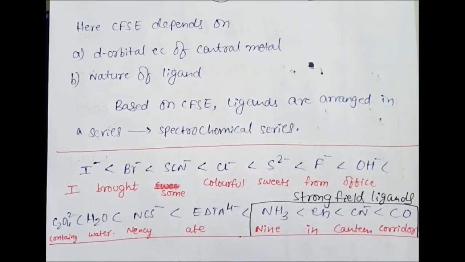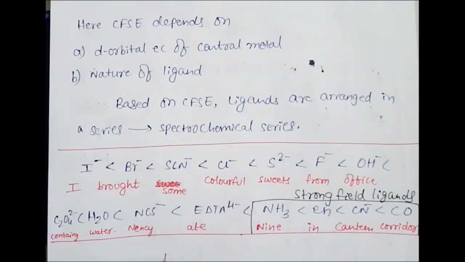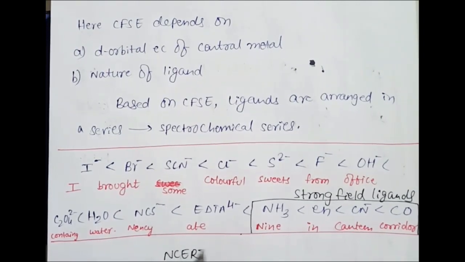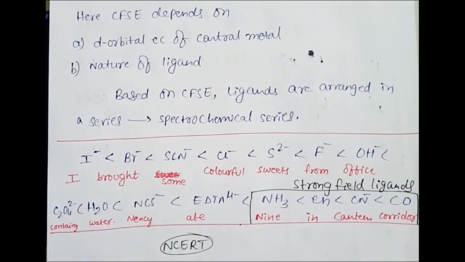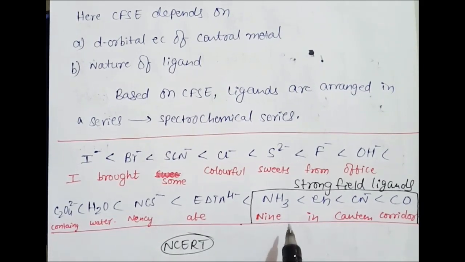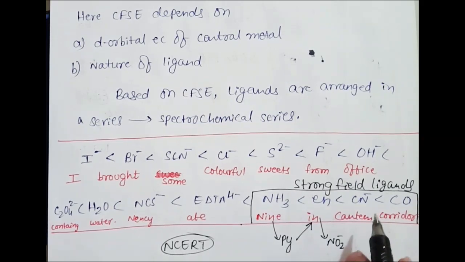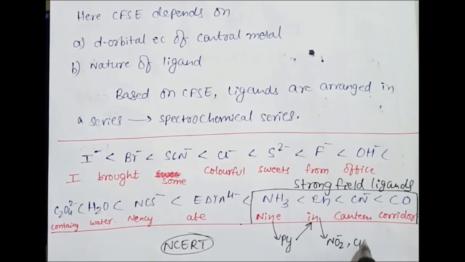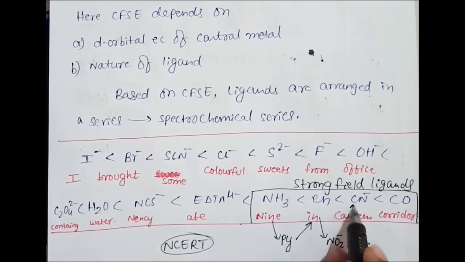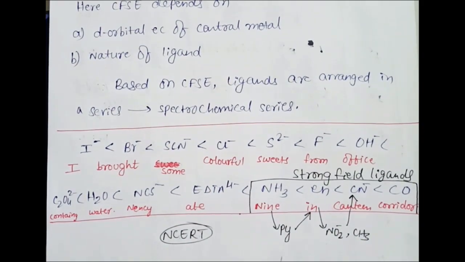Now this is the NCERT spectrochemical series. This is what I am telling you. It is the spectrochemical series given in NCERT, but we can add a few more in between that will be useful. After ammonia comes pyridine, which comes in between ammonia and en, and after en, NO2 minus, nitrite ion, will come, then CH3, then CN minus. Clear? So I repeat once again, I'll write also, have a look at this all.